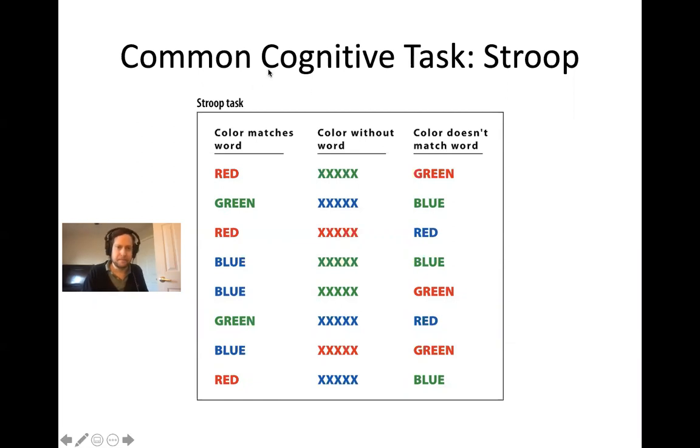But yeah, moving on to another task. This one is very wholesome, the Stroop task. It's actually not even technically measuring brain activity, but it can be combined with other techniques to study the brain.